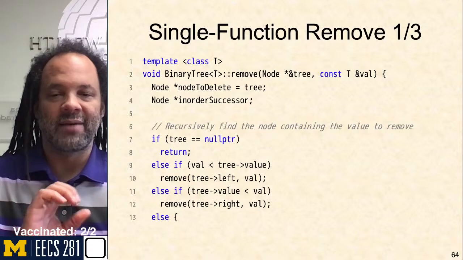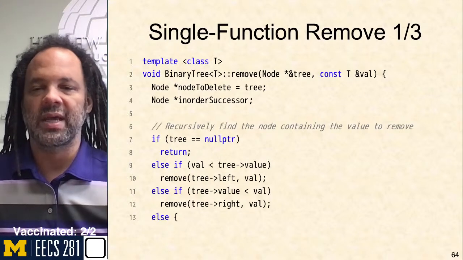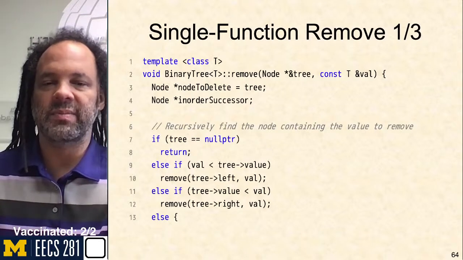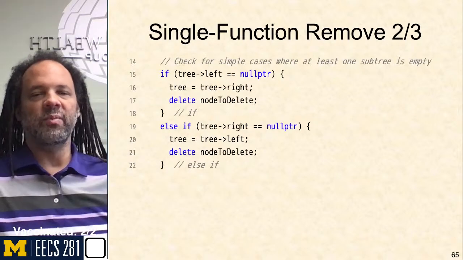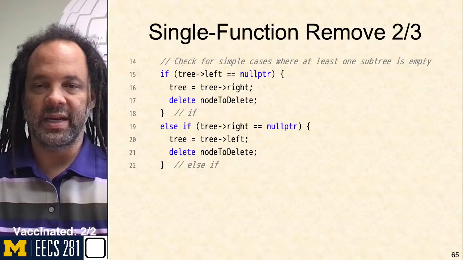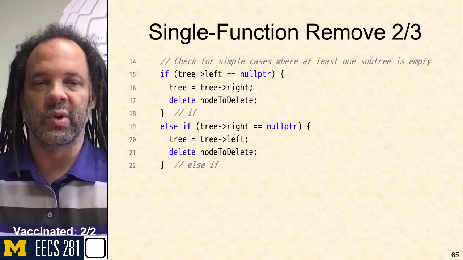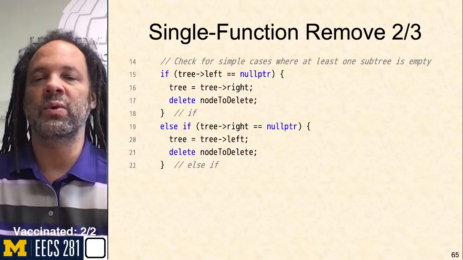9 and 10, 11 and 12, that's furthering our search into either one of the subtrees. And then 13 is where we kick into tree must be pointing at the value that we're trying to delete. So as we move to the second slide, we now have tree pointing at the value that needs to be deleted. Here in lines 15 and 19 is where we identify the fact that this node has only one child.